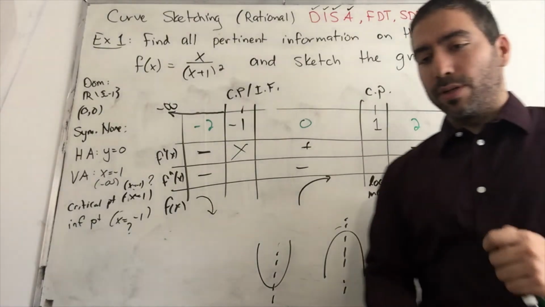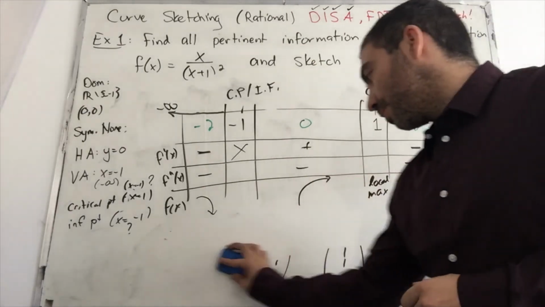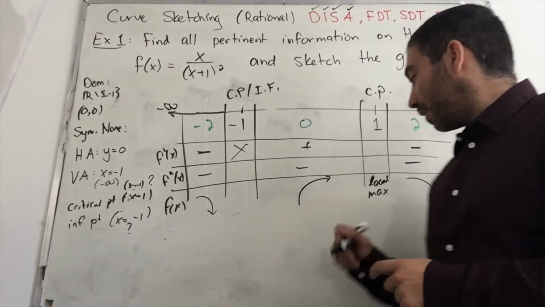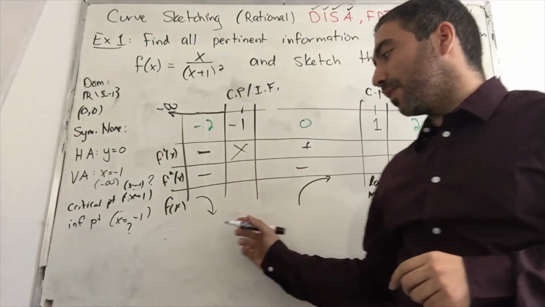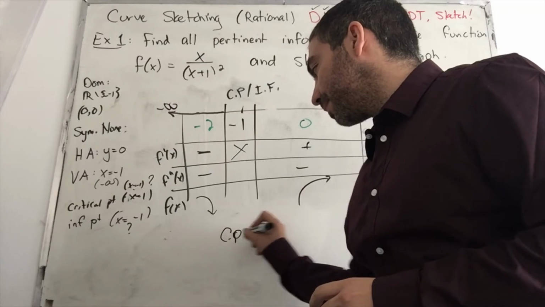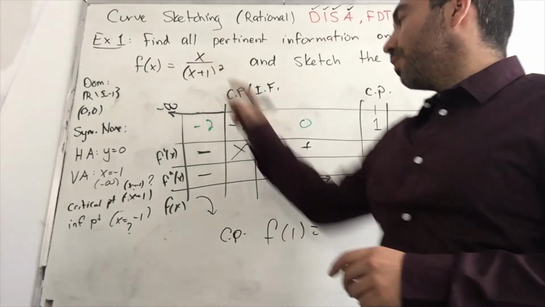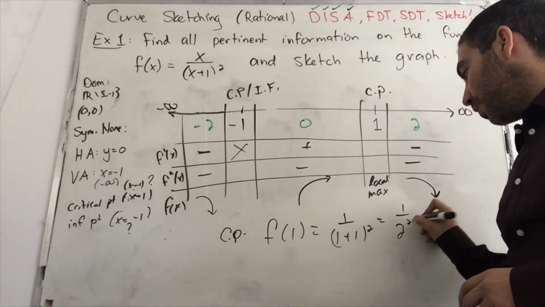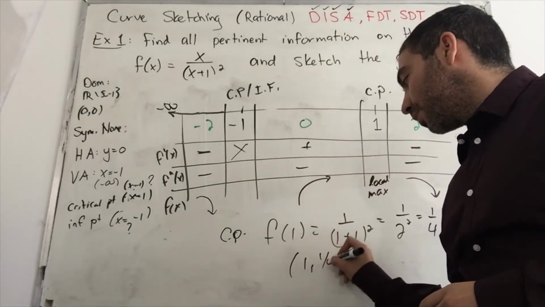Okay. So the next thing we could do is go ahead and find where the local max actually occurs, because this is a point that the function is going to pass through. So let's go ahead and actually find the point. How do we do that? Take the critical point, 1, and plug it back into the original function. So the critical point, let's call it CP. We're doing f of 1. So plugging 1 into the original function is going to be 1 over 1 plus 1 squared, giving us 1 over 2 squared, which gives us 1/4. So the local max occurs at the point 1 comma a quarter.